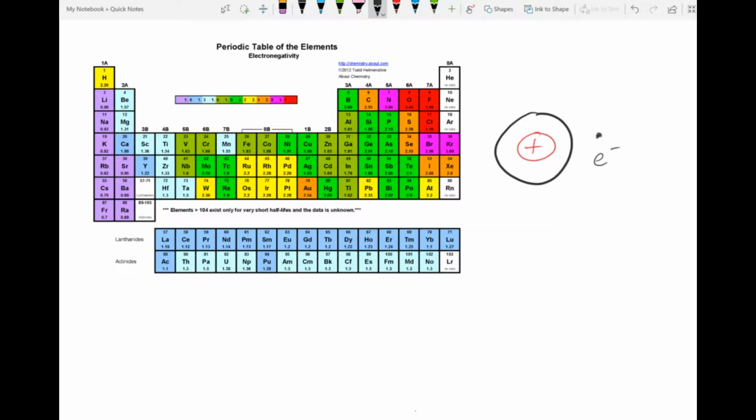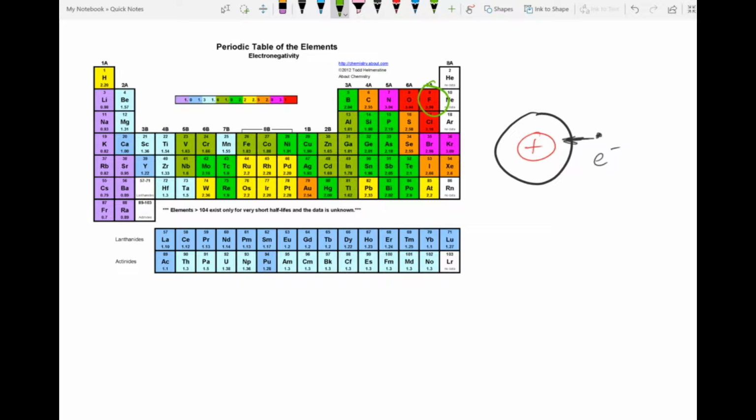And the stronger that tendency to want to attract that electron in, the more electronegative that atom is. So electronegativity is just that. It's the tendency for an atom to want to attract electrons towards itself. If we're thinking about someone like fluorine, on that corner of the periodic table, fluorine is the most electronegative element on the periodic table. It really, really wants to pull electrons towards itself.